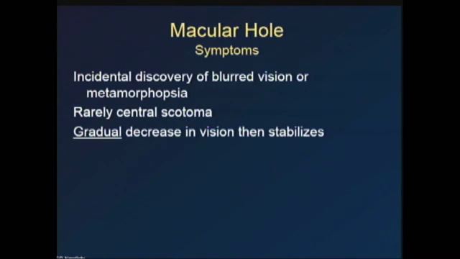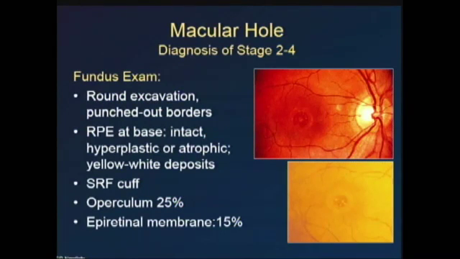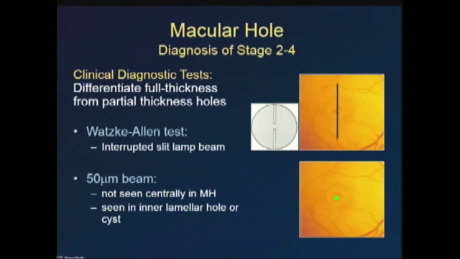What are the symptoms of a hole? Well, most of the time it's an incidental discovery of a patient who just incidentally discovers that he or she doesn't see well. Generally, when the vision loss occurs, it stabilizes over time. So people don't get progressive visual loss forever. On a fundus examination, you see this round excavation. You have oftentimes a subretinal fluid rim, a cuff right there. You can often see RPE changes at the base of the hole, and in some cases you see an epiretinal membrane, and in some cases you see an operculum.